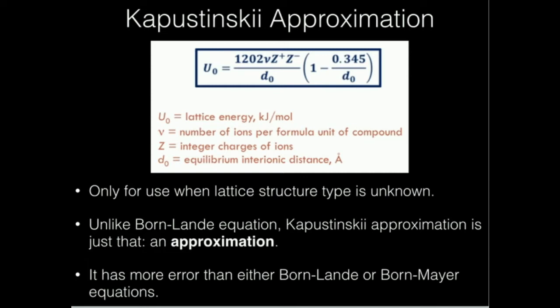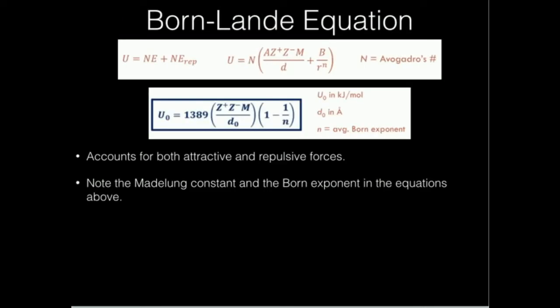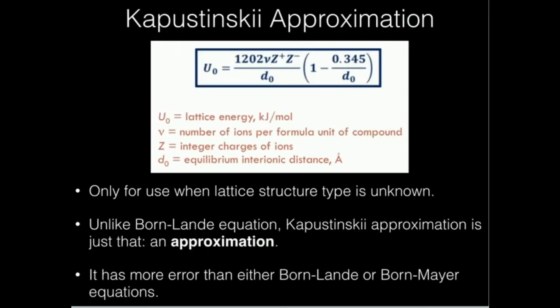It has more error than the Born-Lambda equation, and part of the reason for that is you use this only when the lattice structure type is unknown. So definitely if you know the lattice structure type, you're going to want to use the Born-Lambda equation, okay? Because if we know the lattice structure type, we can get the Madelung constant. Notice the Kapustinski approximation doesn't use the Madelung constant. It actually doesn't use the Born exponent either.